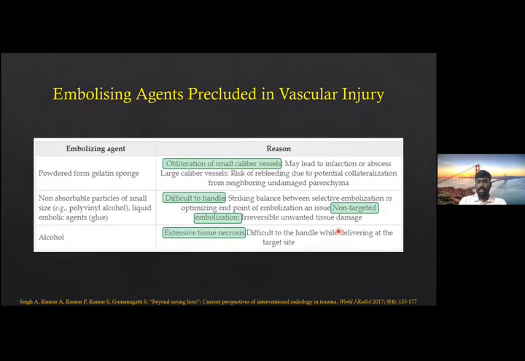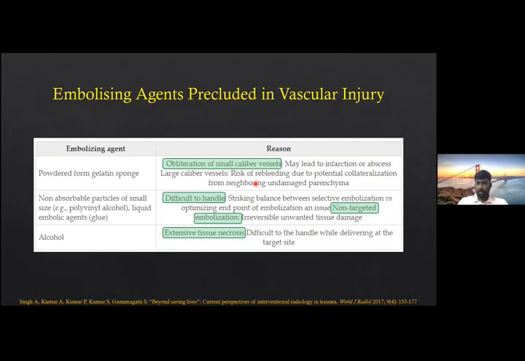gelatin sponge. These minute powdered forms can cause obliteration of the small caliber vessels. This is especially problematic in splenic parenchyma. The main concept of proximal embolization in splenic parenchyma in grade 4 and 5 injuries is to maintain splenic function. If the patient undergoes a splenectomy, the patient is going to have a compromised immune status for the rest of the patient's life. So the non-operative management of these injuries is critical in hemodynamically stable patients, and therein comes the role of IR.